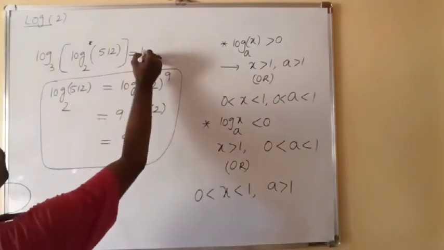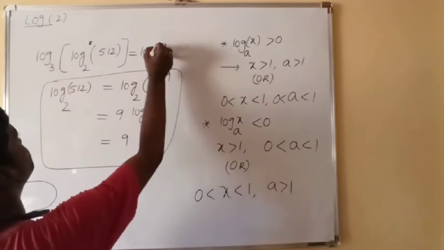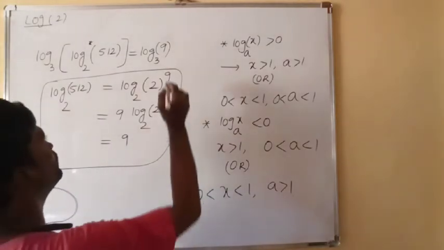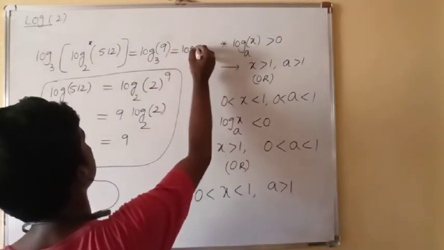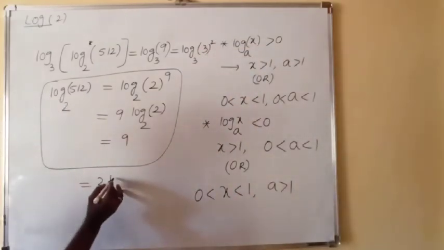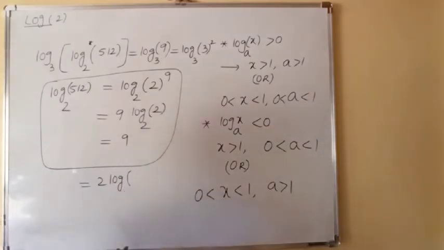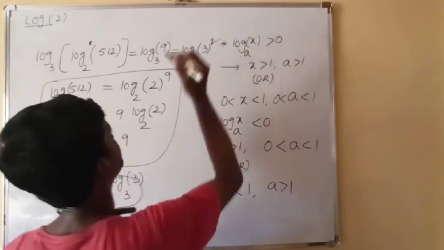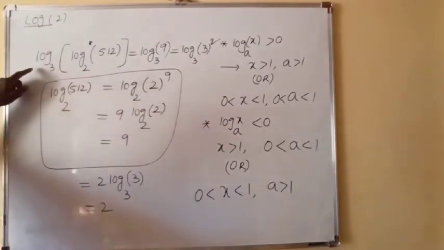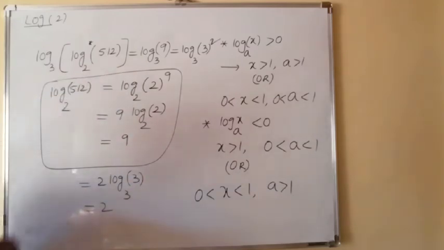So it is the same as log 9 base 3. Now the base is 3, so is it possible to express 9 as a power of 3? Yes, 9 can be written as 3 square. Again using the log of a power m formula, m into log a, that is 2 into log 3 base 3. It is equal to 2 into 1, because log 3 base 3 is 1, which is 2. So thus the value of log base 3 of log 512 base 2 is 2.